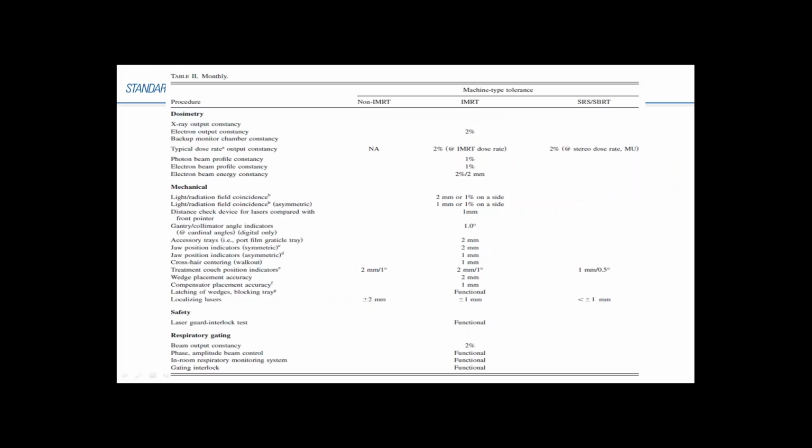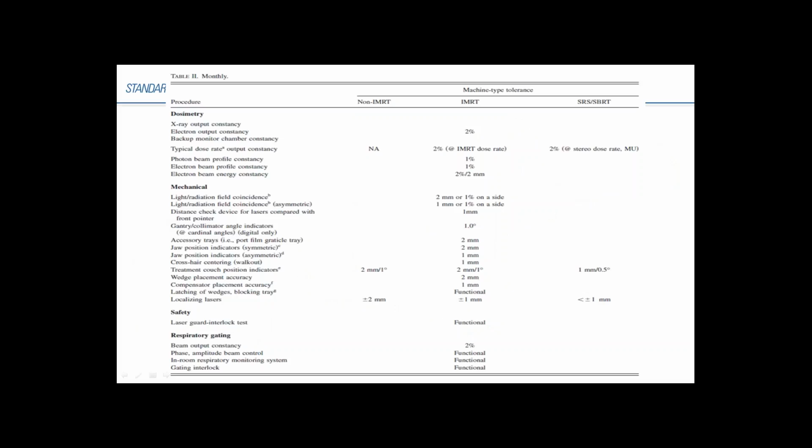So if we think about TG142 and the plethora of tests that are associated with each modality, there are a few standout tests that the Lucy Phantom can integrate to create a comprehensive QA program for your SRS procedures. For example, as shown on this table here, we have the mechanical and dosimetry aspects of monthly tests, such as laser localization and output or dose verification.